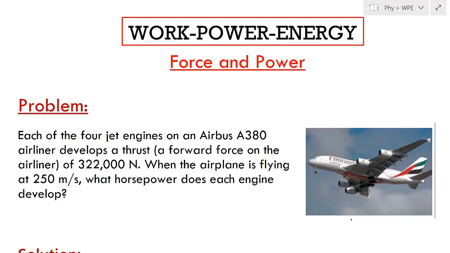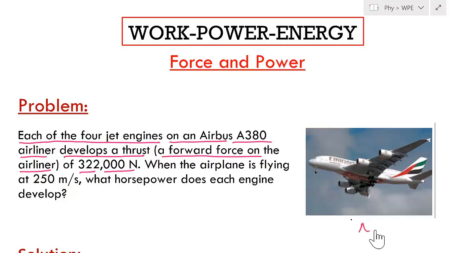Hello friends, in this video we will learn about how to calculate power when force and velocity is given. So let us see this problem. This problem says each of the 4 jet engines on an Airbus A380 airliner develops a thrust, that is a forward force on the airliner of 322,000 Newton.